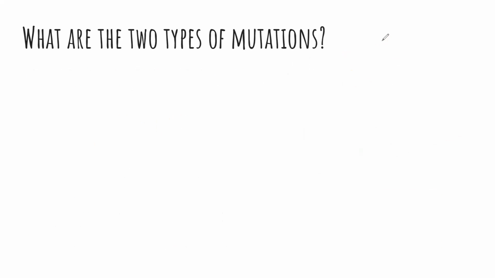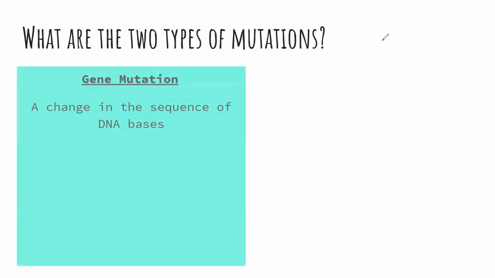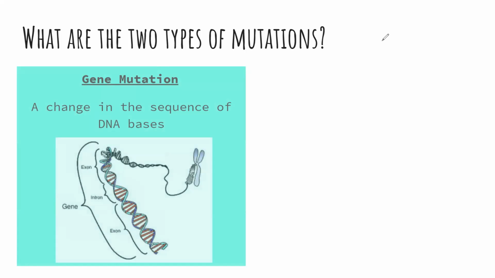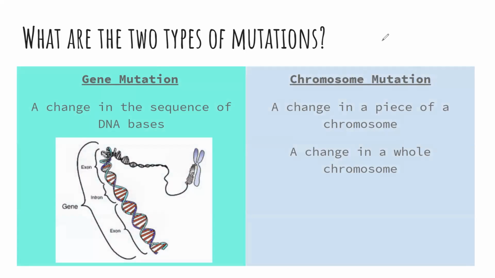There are two types of mutation. There are gene mutations where there's a change in the sequence of DNA bases. So the change is in a gene, in a piece of DNA. And then there are chromosomal mutations where there's a change in a piece of a chromosome or a change in a whole chromosome.